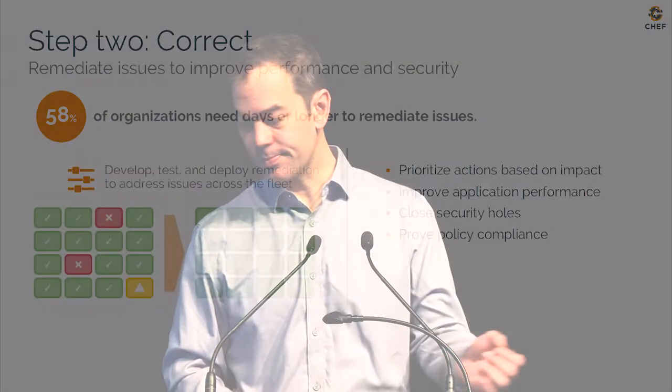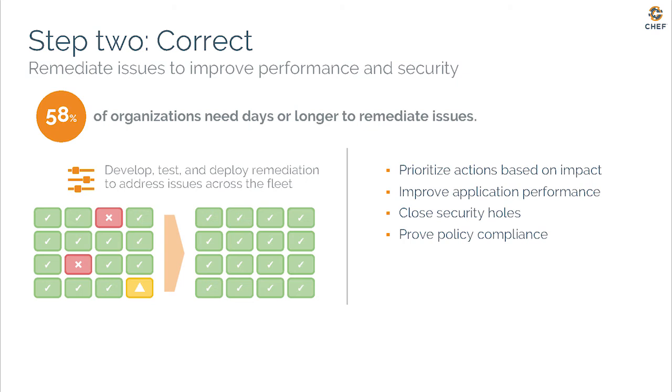Then you can say, well, we need to correct those things. And so step 2 is correct. Let's detect what's going on, and then we'll go and correct those things. Maybe you do it by hand. Maybe use an automated tool like a Chef or System Center or Ansible or Puppet or whatever. But again, most organizations don't have the ability to remediate things quickly.